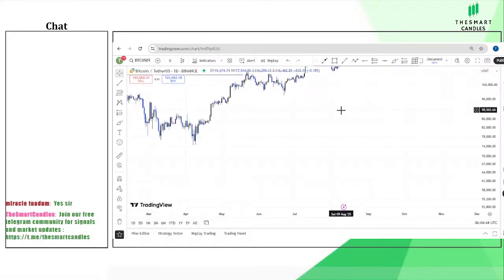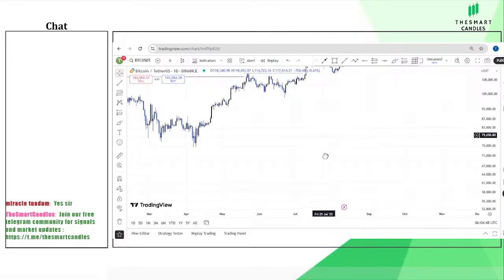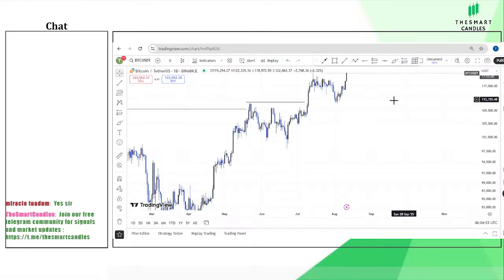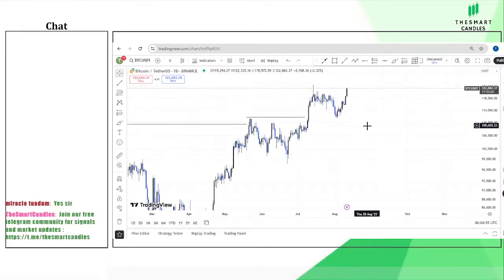Looking at the daily time frame on BTC, what can we see? We can still see that the price is still bullish. So what are we going to look at? We're going to look at this range here. This is our trading range down to this point. So we are looking at the last low and the last high. That will be our trading range.